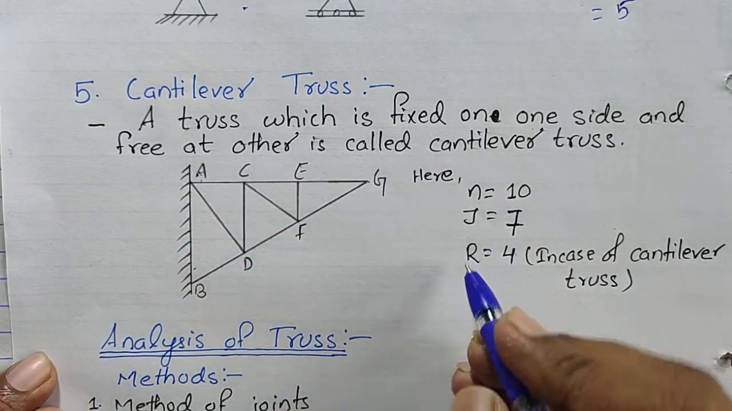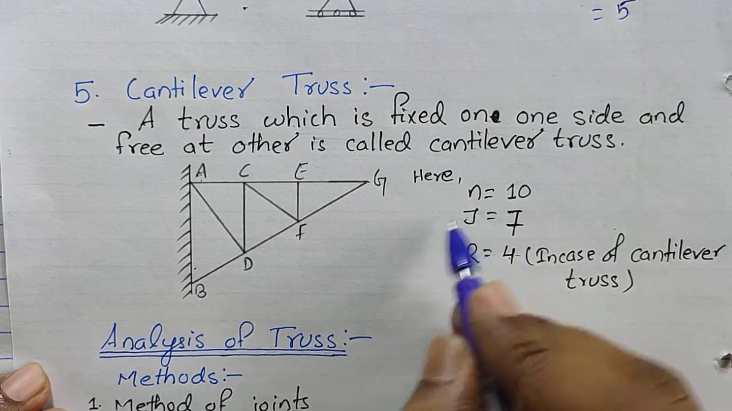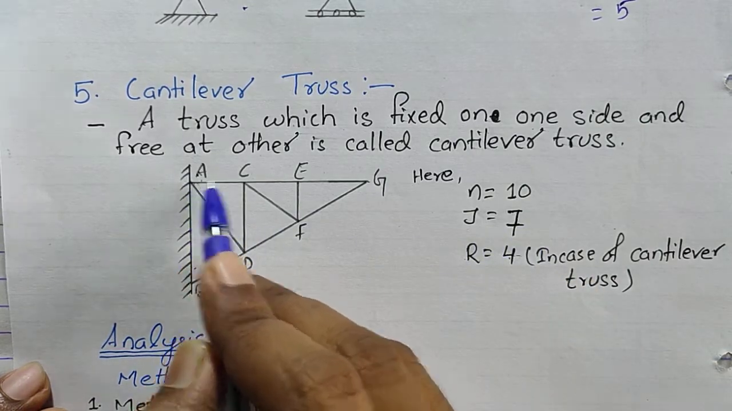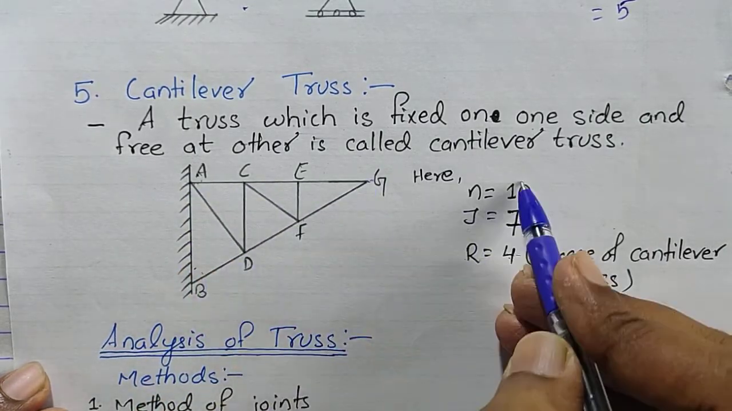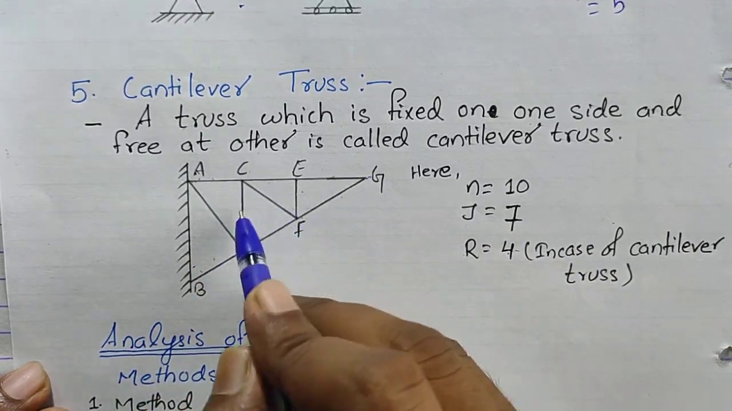And here in a cantilever truss, the number of reaction components is taken as 4, and from the diagram it is clear that the number of joints is 7, 1, 2, 3, 4, 5, 6, 7, and the number of members here is 10, 1, 2, 3, 4, 5, 6, 7, 8, 9, 10.